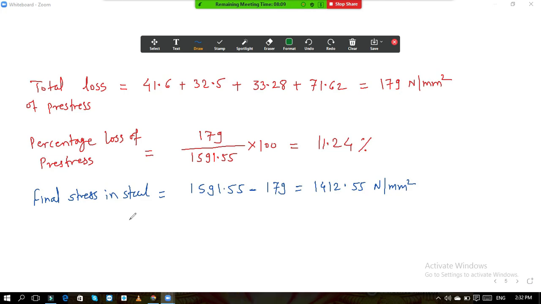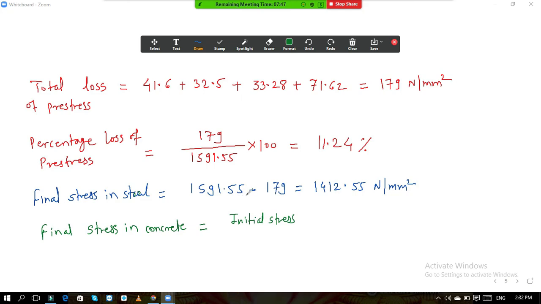How will you calculate the final stress in concrete? So here I can write final stress. This is the final stress in steel. If they ask you for the final stress in concrete, then the final stress in concrete must be equal to the initial stress.